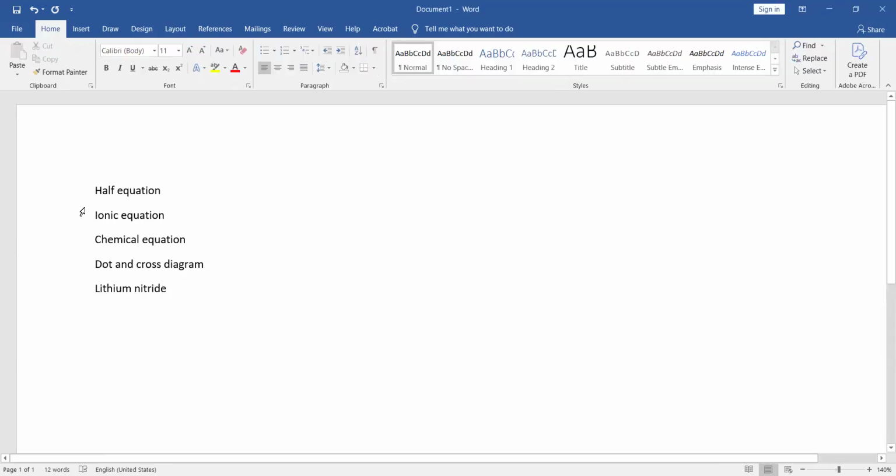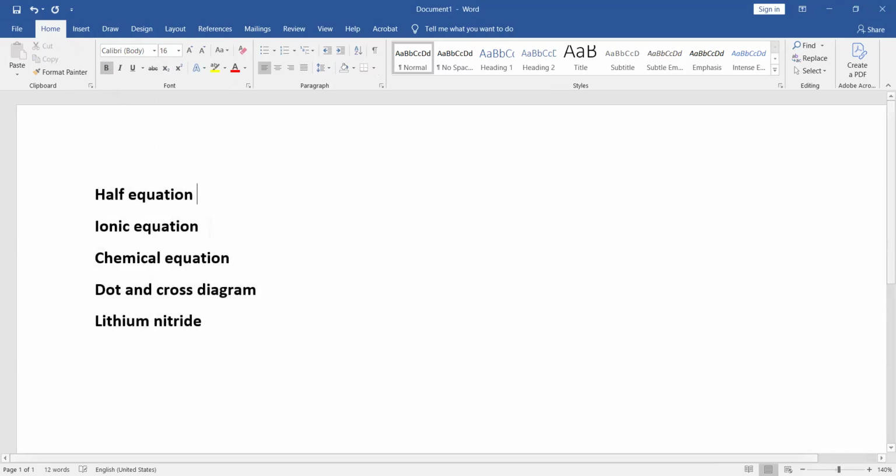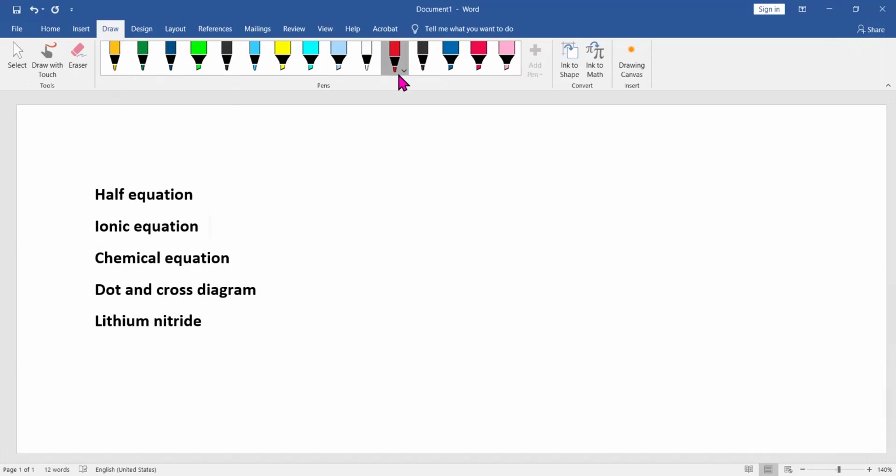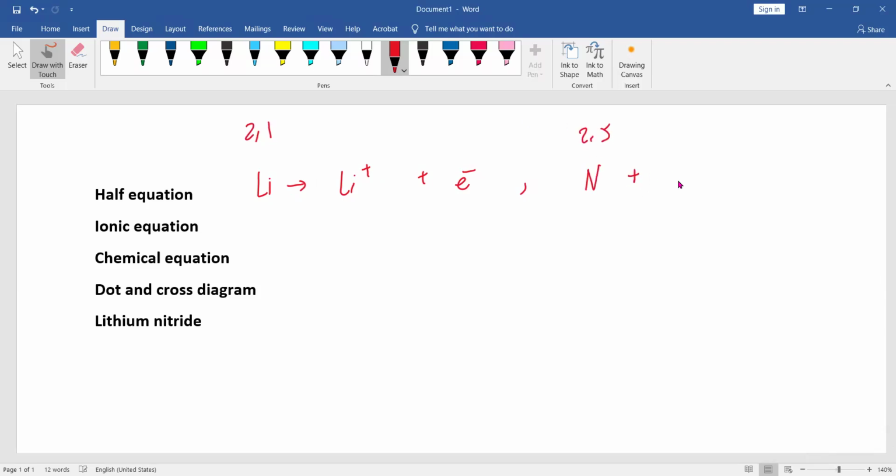Okay, so first you need to do lithium. Did you get this correct? Okay. Nitrogen is 2, 5. How many does it need to achieve full outer shell? Three. Nitride ion, but then nitrogen must be 2, 8. Get it?